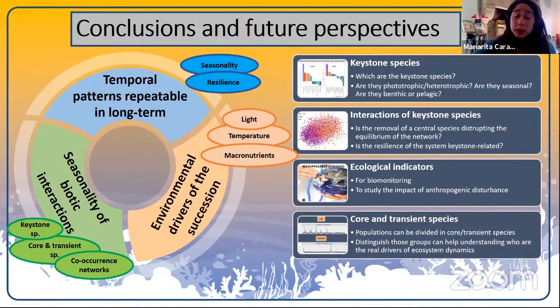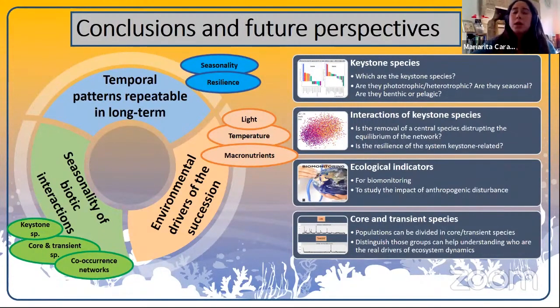And also what we are doing in an ongoing project is to study better the interaction between organisms with co-occurrence networks in collaboration with the University of Nantes. And we are concentrated also on the keystone species and on the core and transient species, because all populations can be divided into core and transient. So some of these are core, meaning that they are present all over the year. Some others are transient, meaning that they are sort of tourists coming and going when they want. So this is another ongoing project.